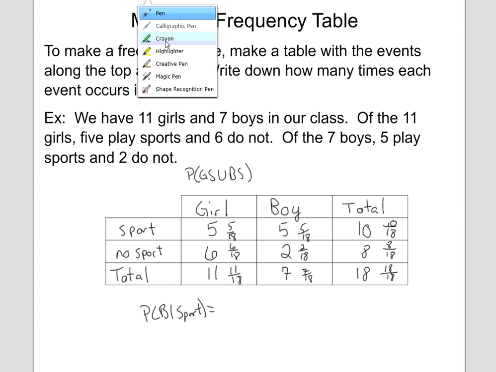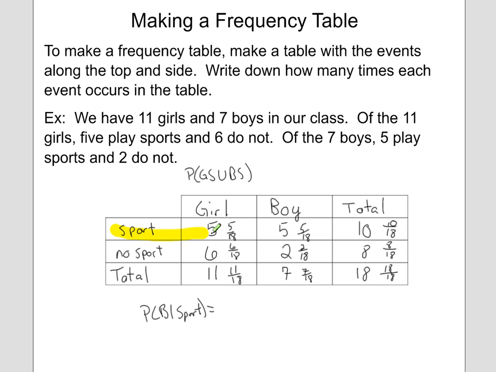You're going to look only at the sport row. So now we don't have 18 anymore. Now we're dealing with just 10. Okay, so looking at this, there's 5 boys that play a sport out of 10 people total that play a sport. So the probability that they're a boy given that they play a sport is 5 out of 10, or 1/2. You could also say 50%.